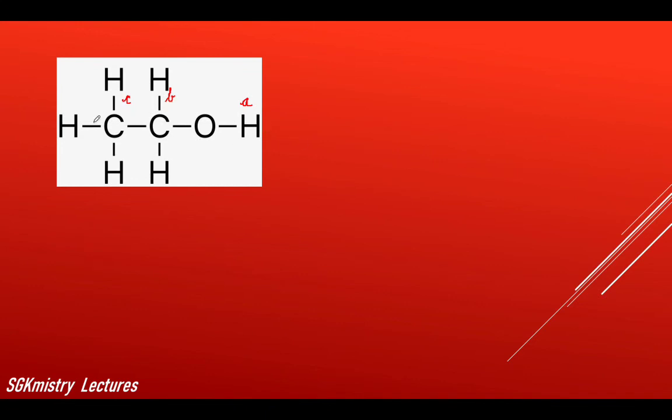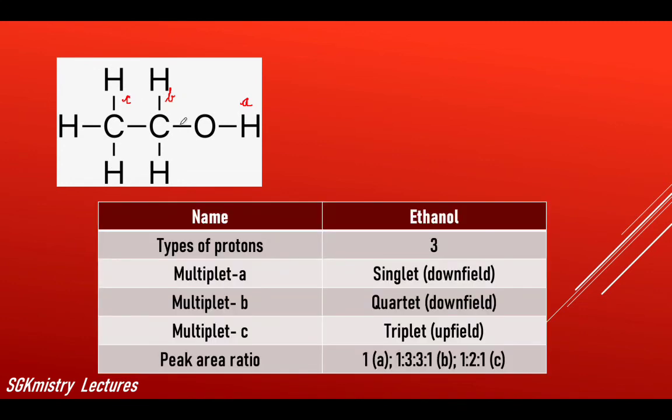So here we have 3 different types of protons. One is this hydrogen of the OH group. Next, the CH2 group is one type of hydrogen, and the 3 hydrogens of the methyl group form one more type of hydrogen. Now we have the signals.